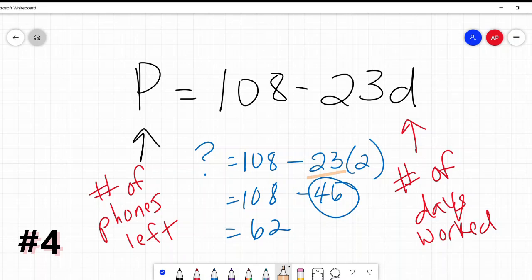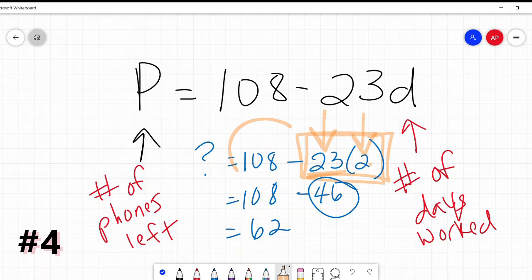That this means that she's fixing 23 phones a day, because after 2 days we're subtracting 46. After 1 day it would have been just 23. Then after 2 days she subtracts 46, so she has 62 left. So we can deduce then here, this is representing the number of phones per day times how many days.